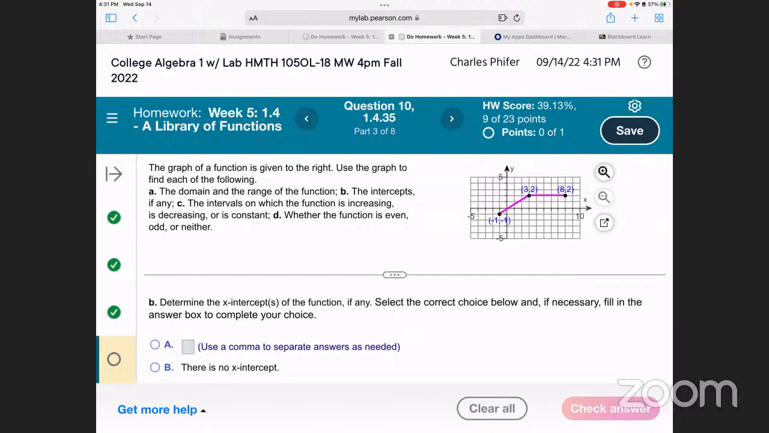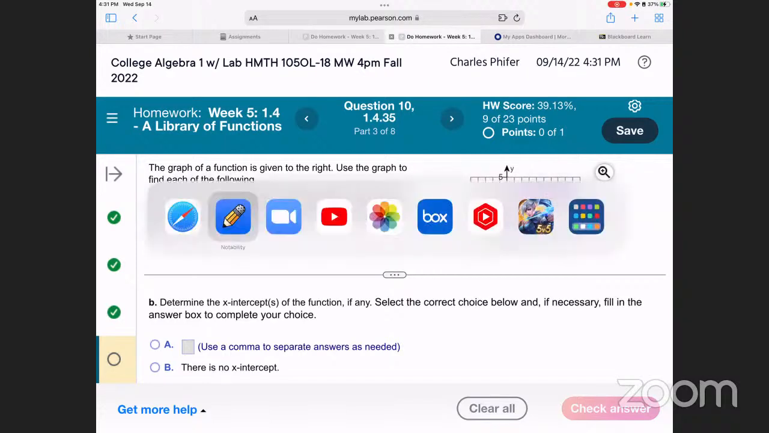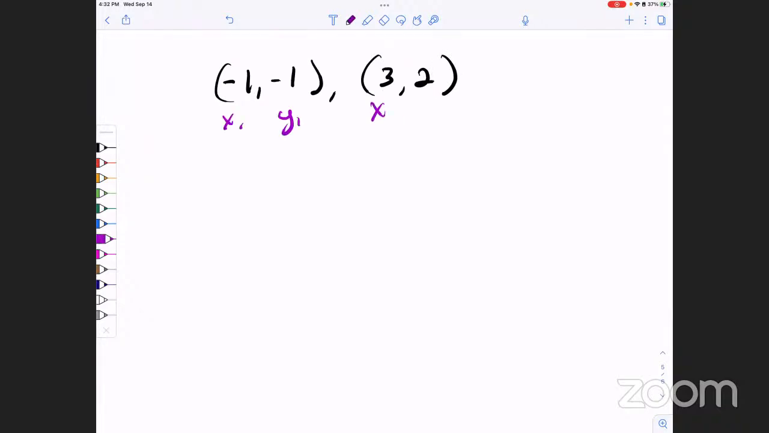We want to look at, so if we want to find the x-intercept here, what I'm going to do is find the equation of the line through those 2 points and then use that formula to find the x and y intercepts, right? So 3, 2, and then -1, -1. 3, 2. So I'm basically finding the equation of the line through these 2 points.